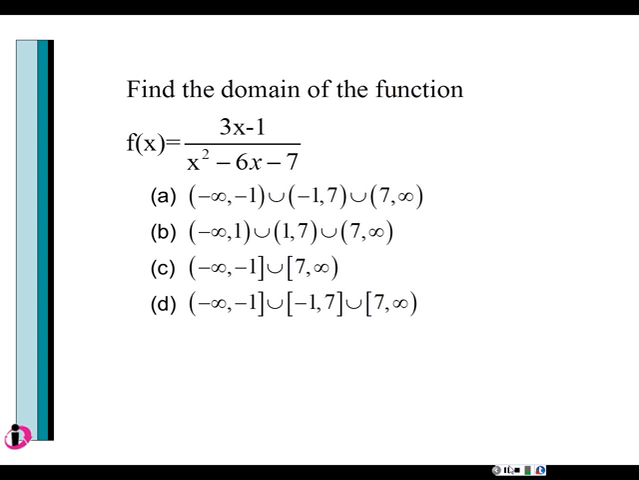So when you exclude these 2 points, how do you write your domain? Starting from negative infinity to negative 1, but not including negative 1, union negative 1 to 7, not including negative 1 and 7, union 7 to positive infinity. So the right answer should be which one? Yeah, the right answer is the first one, A, right? All right. Any question?